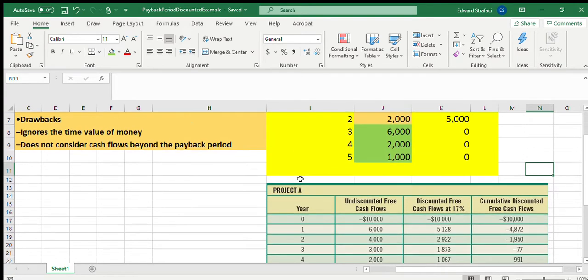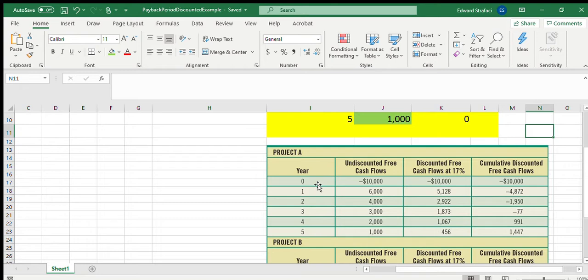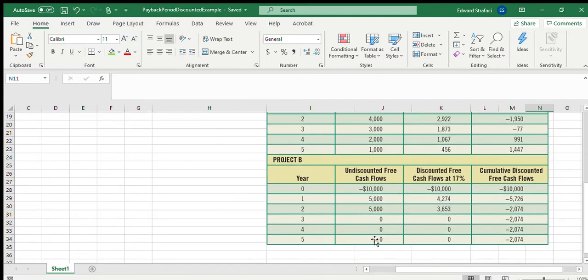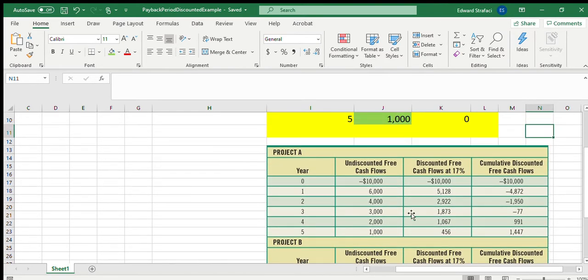How do we do that? We just discount the cash flows. You go back to my time value of money videos, and these were the undiscounted cash flows in Project A. These were the undiscounted cash flows in Project B. And then we just pick a discount rate, which is, again, I'll refer you to the weighted average cost of capital videos.